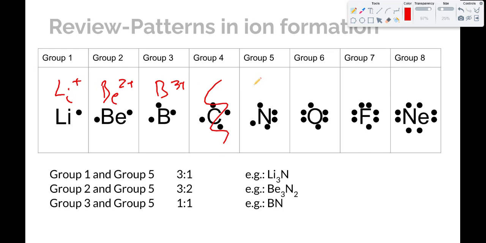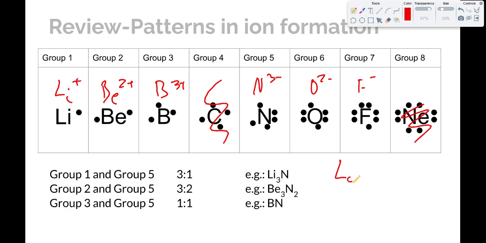This is going to gain 3 electrons, so that would end up being a 3 minus. Oxygen will gain 2, that's a 2 minus. Fluorine and all the halogens will gain 1, and that's a 1 minus. And then these won't gain or lose any electrons because they already have a full shell. Everything's stable.